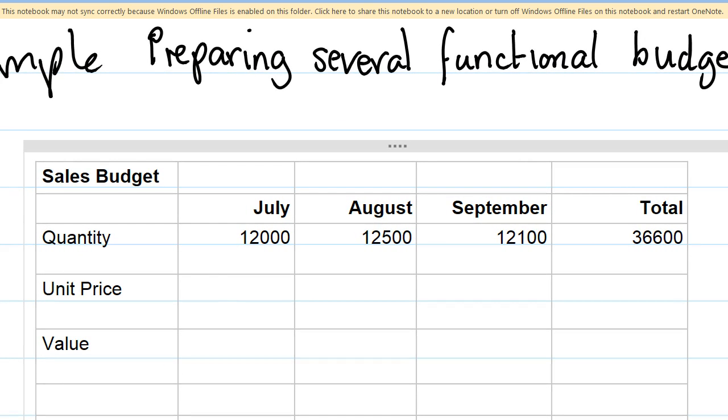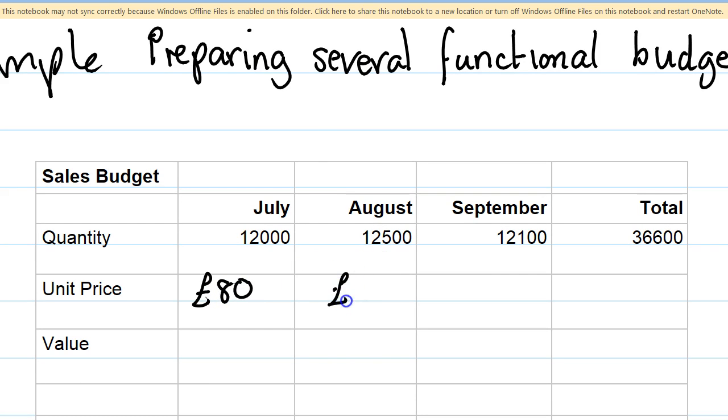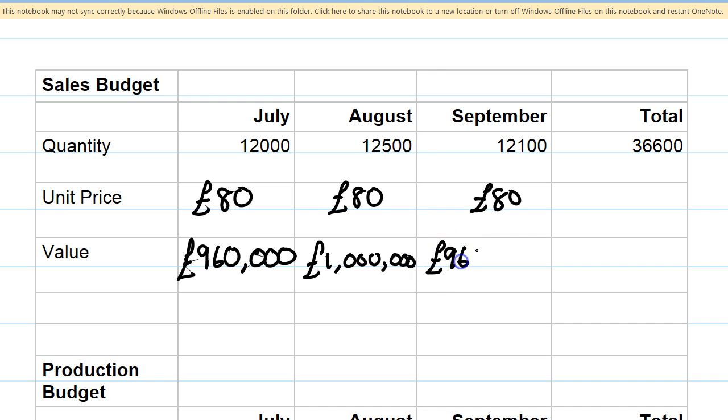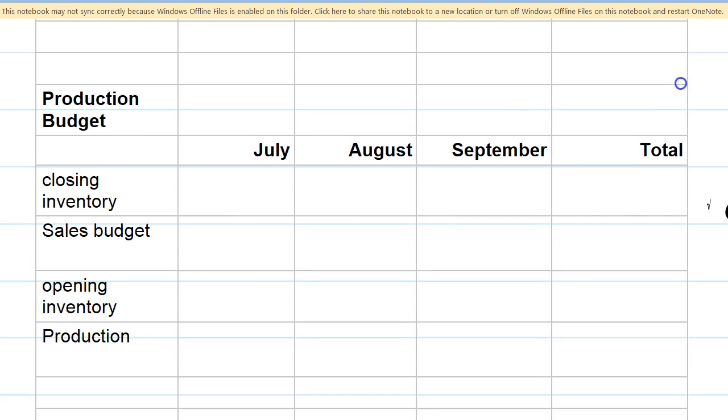With our sales figures, we've got our unit price of £80 per unit. We can then use that to work out the value of sales each month. July, £960,000. August, £1 million. September, £968,000. And in total, over the 3 months, our sales revenue will be £2,928,000. So in this part, we've calculated our sales value, our sales revenue, and we've got the sales quantity, which we'll need to use when we move to the next stage to prepare the production budget.